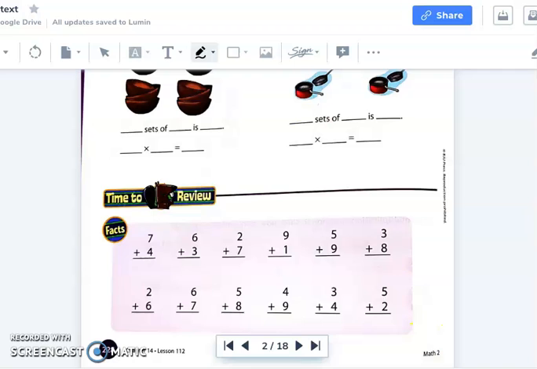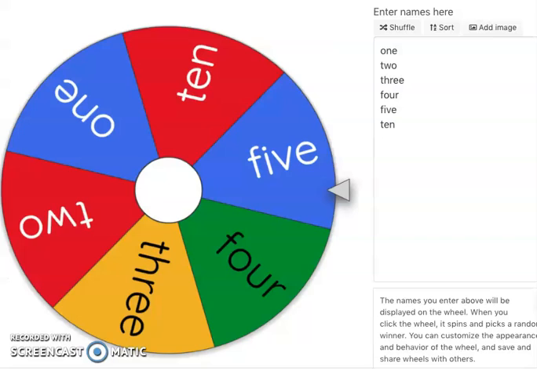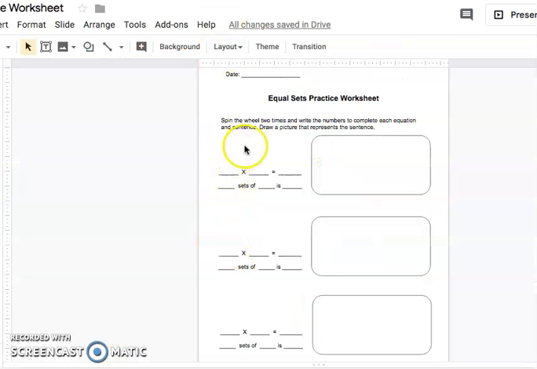When you finish both sides, you can work on this extra practice worksheet. It should be attached to this email, the email that I sent you this morning. And what you're going to do for this is you're going to use the spinning wheel right here called Wheel of Names. And you're going to spin this 2 times to get the 2 numbers to solve this equation.